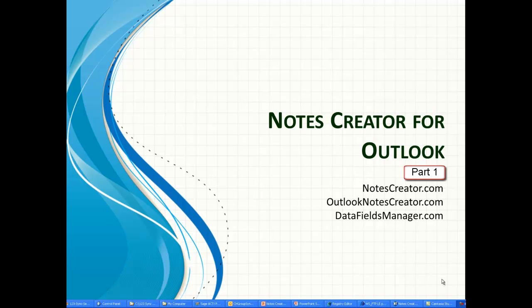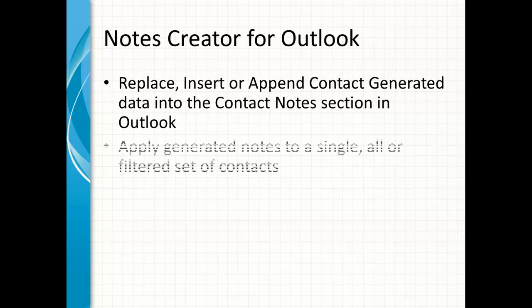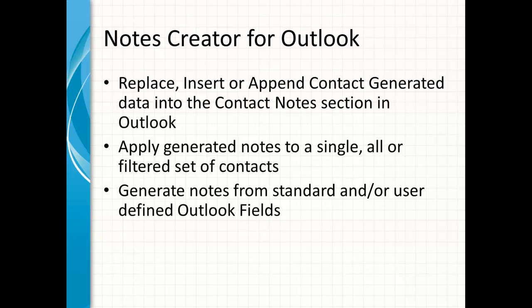This presentation is aimed to explain what our product does and how you can create notes for Outlook contacts. With Notes Creator for Outlook, you can replace, insert, or append contact-generated data into the Contact Notes section in Outlook. You can apply these notes to one contact, all the contacts, or for filtered sets of contacts. Also, the generated notes can actually be generated from standard or user-defined Outlook fields.